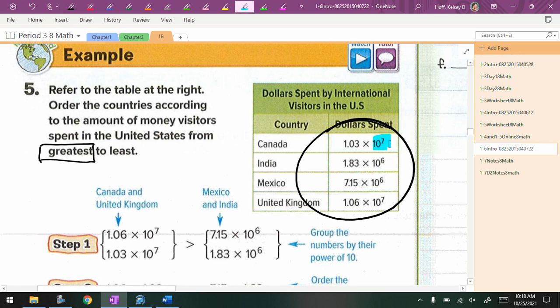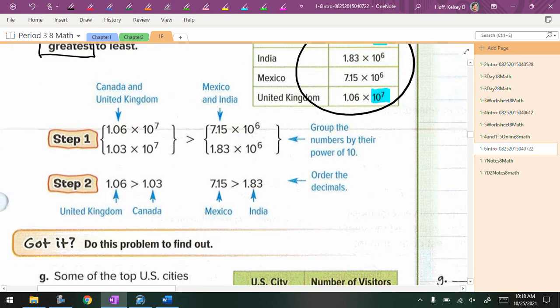But I can tell you 10 to the 7th, I'm moving my decimal more than 10 to the 6th. Everyone agree with that? Yep. So 10 to the 7th numbers are going to be larger than 10 to the 6th. So I know Canada and the United Kingdom are bigger. Now, if they both have 10 to the 7th, then you have to look at the number out front. 1.03, 1.06. Which one's larger? 1.06. So the United Kingdom is actually the largest, then Canada. Then we had our two 10 to the 6th. Which one's bigger, 1.83 or 7.15? 7. So then Mexico and India.